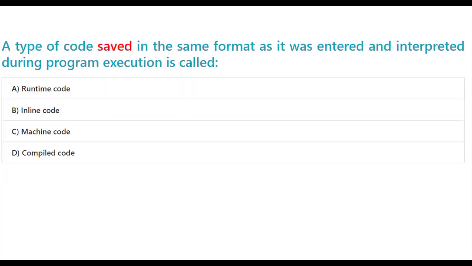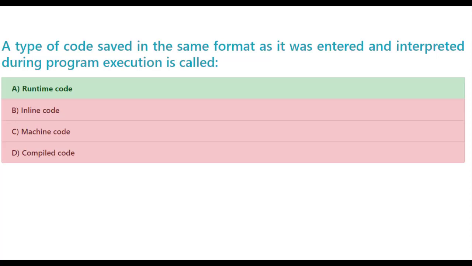A type of code saved in the same format as it was entered and interpreted during program execution is called A. Runtime code, B. Inline code, C. Machine code, D. Compiled code. The correct answer is A. Runtime code.